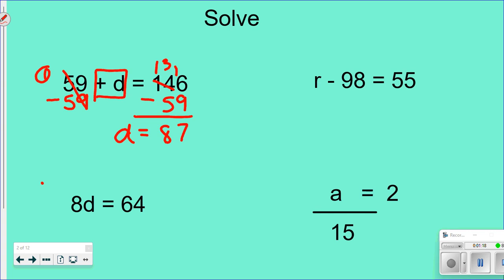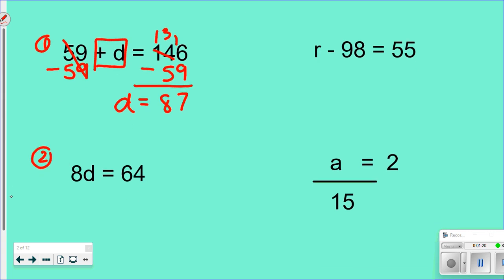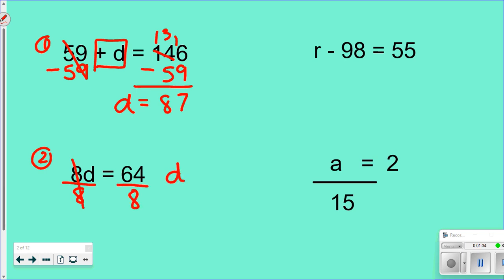I'm going to go down below here. And I have 8D equals 64. Now, what kind of problem is this? If I look at the 8 and D, that should give it away. It's a multiplication problem. So to undo multiplication, I'm going to divide by 8. Remember, D needs to be by itself. And I'm going to divide by 8 on the other side, and I get D equals 8.